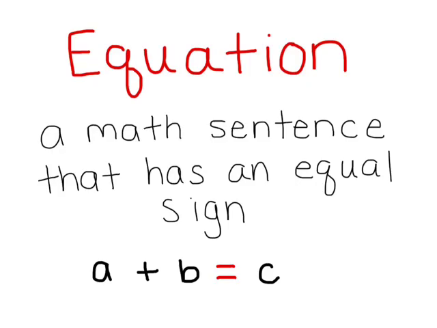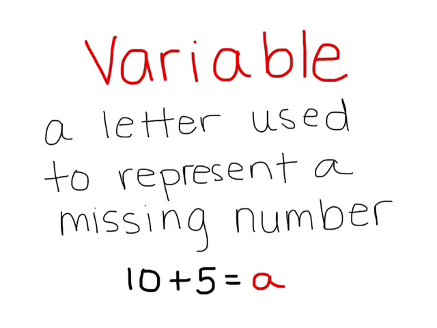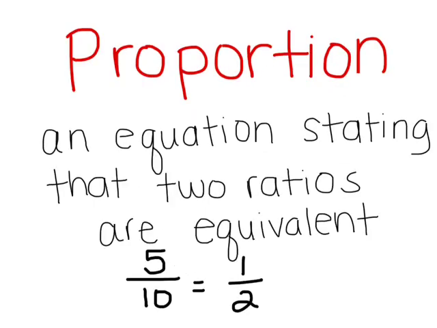Equation is a math sentence that has an equal sign. Too easy. Percent, a number out of 100. This is how percent is set up. Variable, a letter used to represent a missing number. And proportion, an equation stating that two ratios are equivalent.